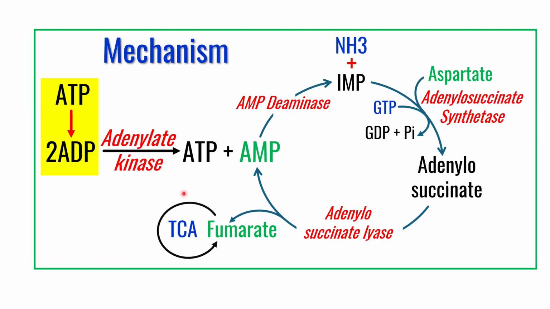In addition, fumarate joins the TCA cycle and supports the production of energy for muscle activity. Therefore, the purine nucleotide cycle maintains energy balance during intense exercise by removing AMP and generating fumarate, which enters the TCA cycle and supports ATP production via the electron transport chain and gluconeogenesis. I have already presented a video on gluconeogenesis which you can watch at your convenience.